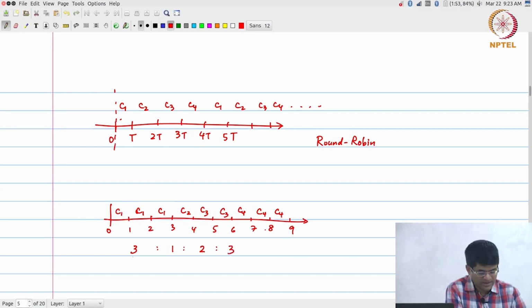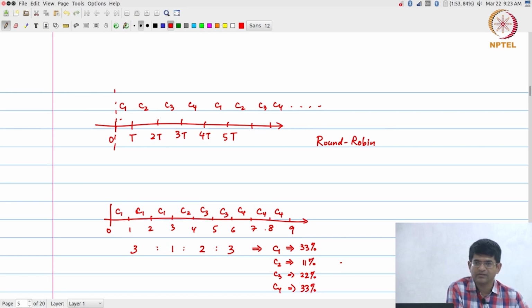Okay? So in other words, C1 will get 33% bus bandwidth, C2 will get effectively 1/3 of that, so 11%, C3 22% and C4 33%. Obviously point something so that it all adds up to 100%, right? But effectively, if I know in advance that this is roughly the bandwidth share that they need, then this is a great way of scheduling, right?